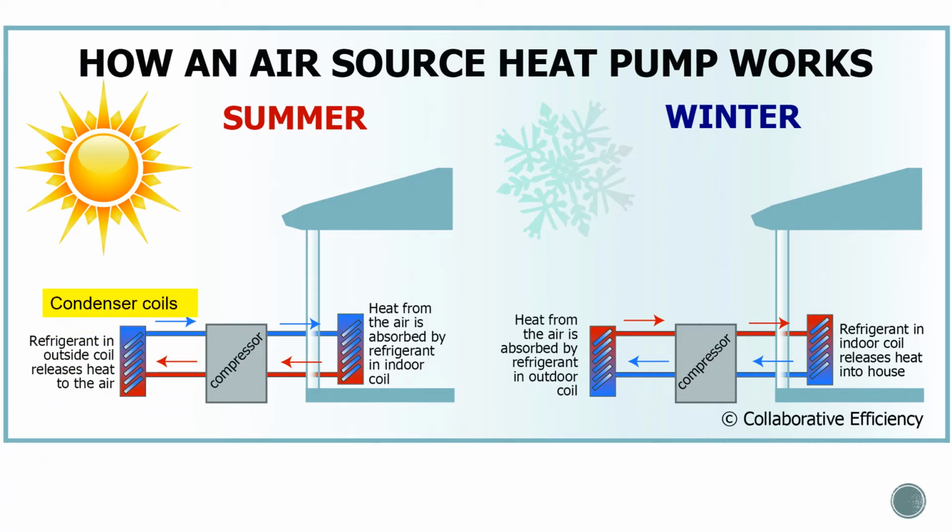During summer, the outside coil serves as the condenser coils, while the indoor coil serves as the evaporator. The heat from the air inside the house is absorbed by the refrigerant and is released outside. While during winter, the evaporator coil is located outside and the condenser coil is located inside. The heat from the air outside is absorbed by the refrigerant in the outdoor coil. Then, the refrigerant in the indoor coil or the condenser coil releases heat to make the room warm.